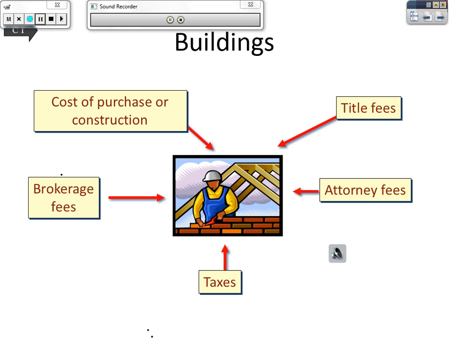Cost, purchase. These are all the things that are included in the acquisition of a building. Cost of it, or if you had to construct that building from the bare bones, that's a part of the acquisition. Brokerage fees for the person who obviously negotiated those contracts, taxes on the building if they existed prior to you purchasing, title fees and attorney fees, right?